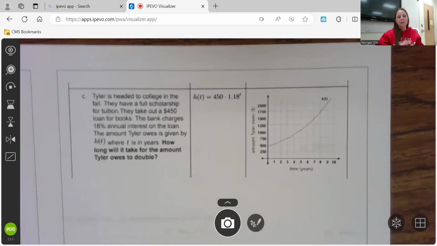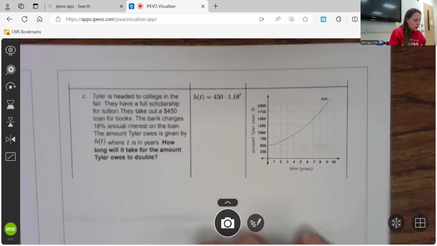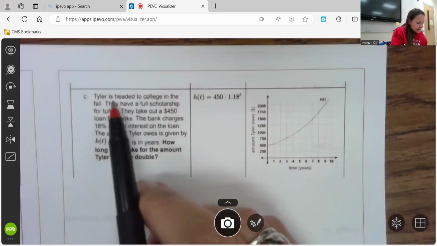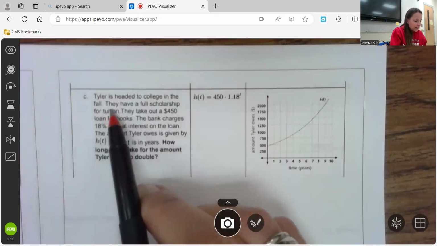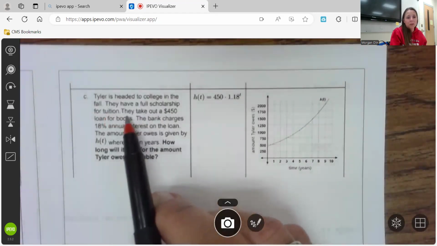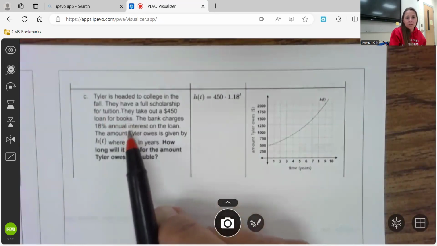If you want to pause it and do it on your own, feel free to. Tyler is headed to college in the fall. They have a full scholarship for tuition. They take out a $450 loan for books. The bank charges 18% annual interest on the loan.